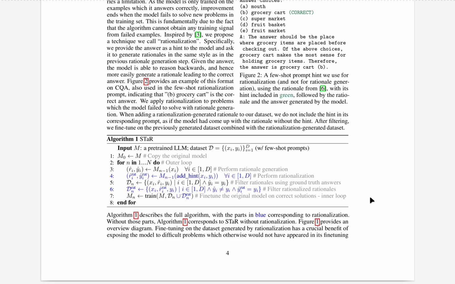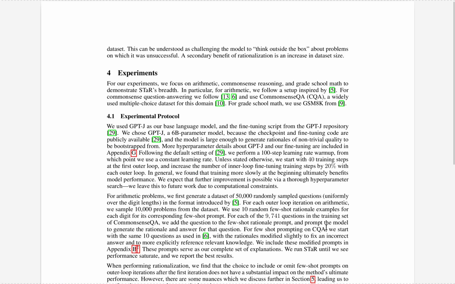Fine-tuning on a dataset generated by rationalization has a crucial benefit of exposing the model to difficult problems which otherwise would not have appeared in its fine-tuning dataset. This can be understood as challenging the model to think outside the box about problems on which it was unsuccessful. A secondary benefit of rationalization is an increase in dataset size.